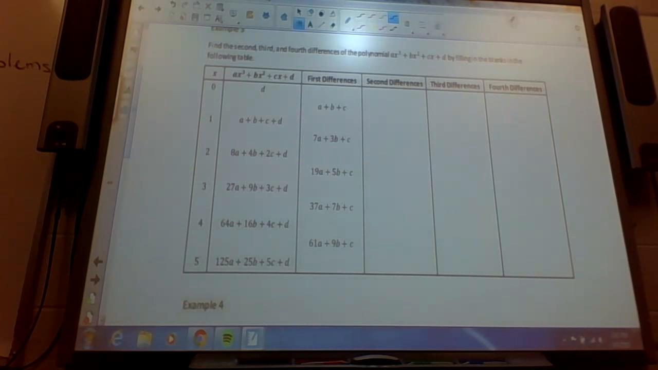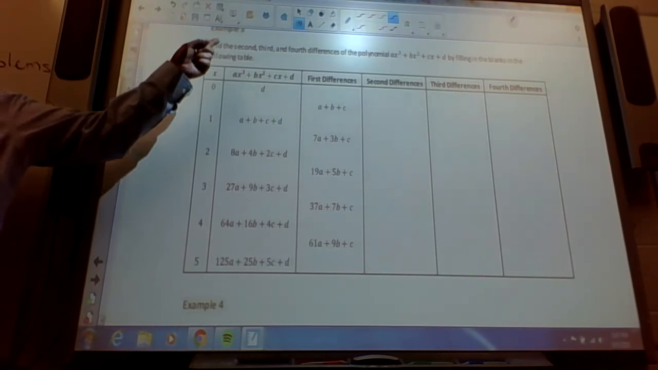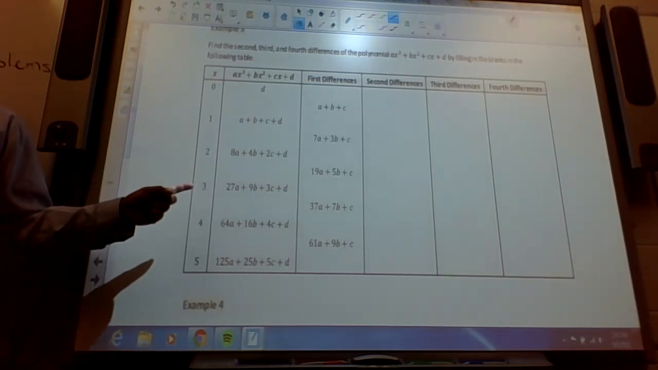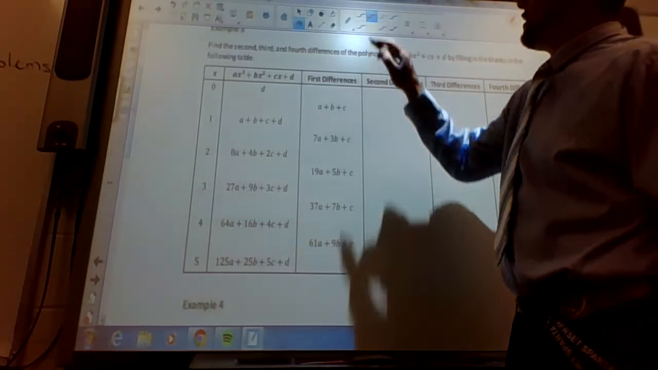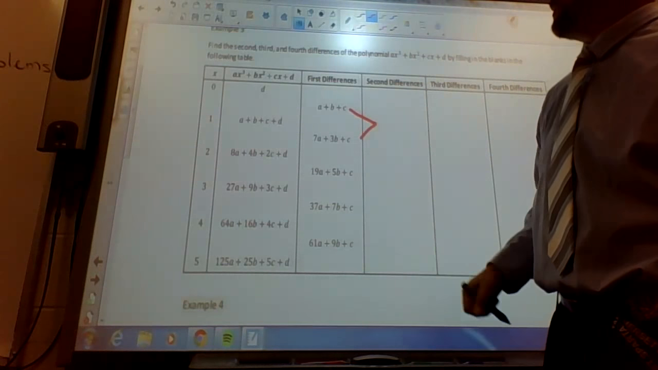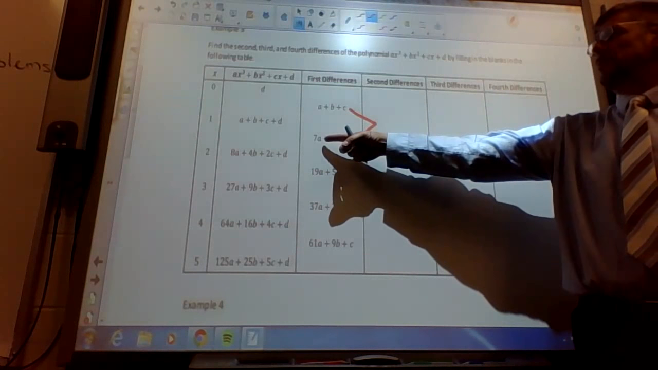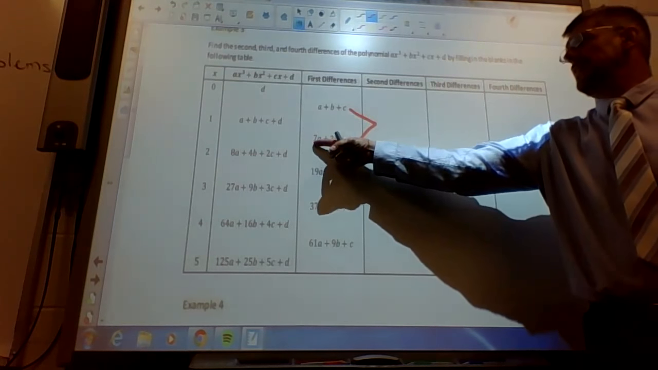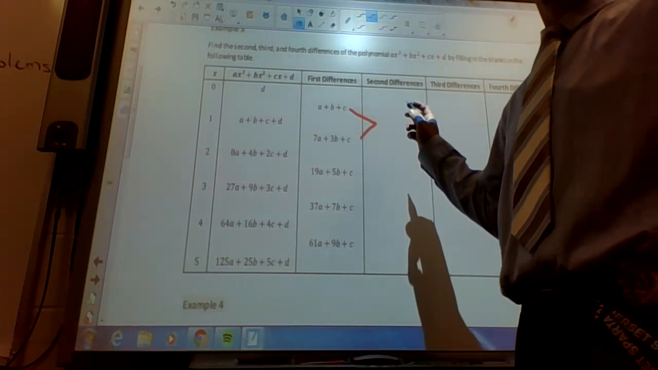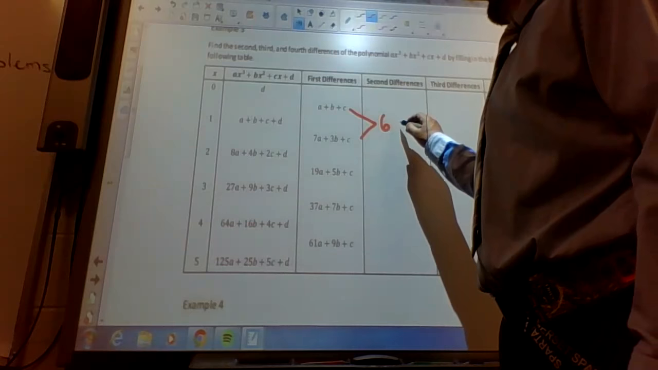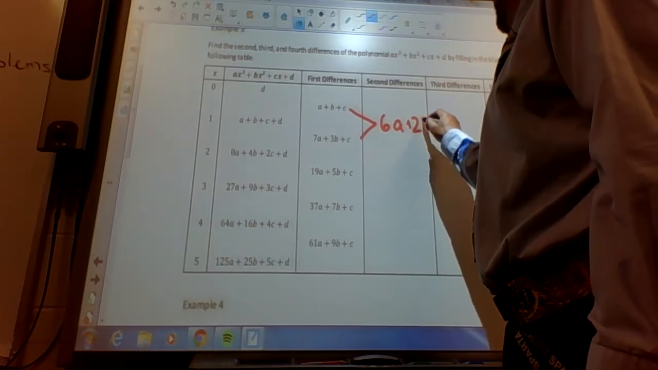So not only did they do the expression, they also did the first difference. So now we start with finding the second difference. A plus B plus C is being subtracted from 7A plus 3B plus C. What do I get? Go ahead, Jordan. 6A plus 2B.